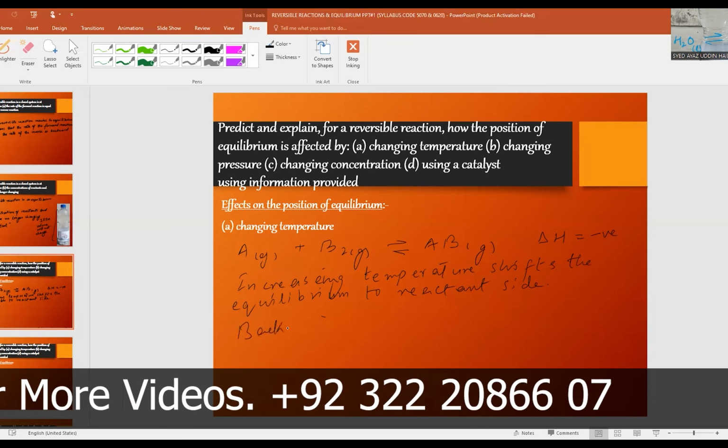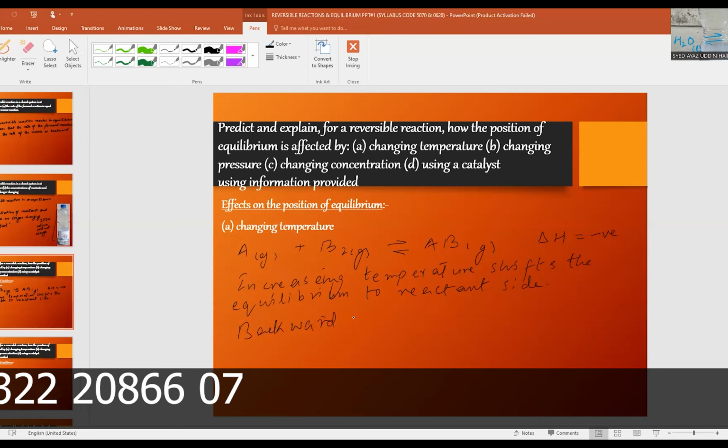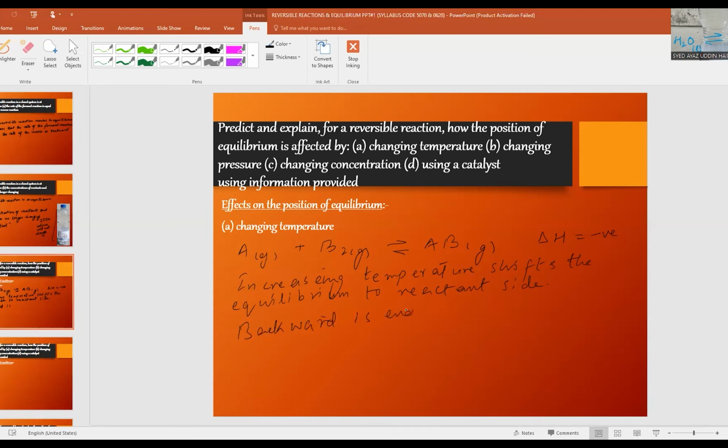Backward is endothermic, or forward is exothermic.